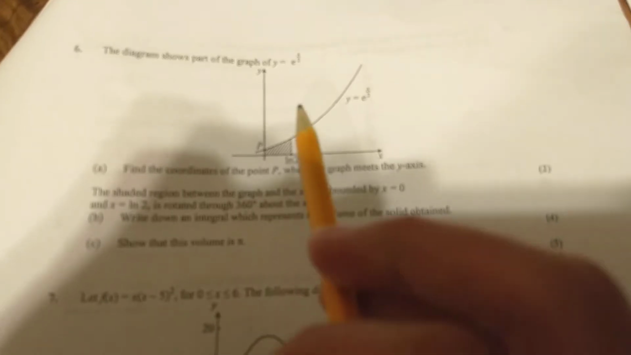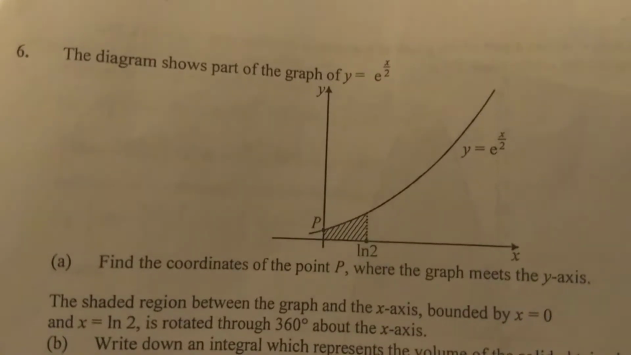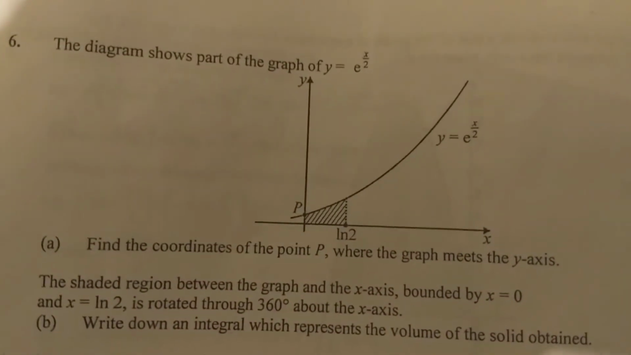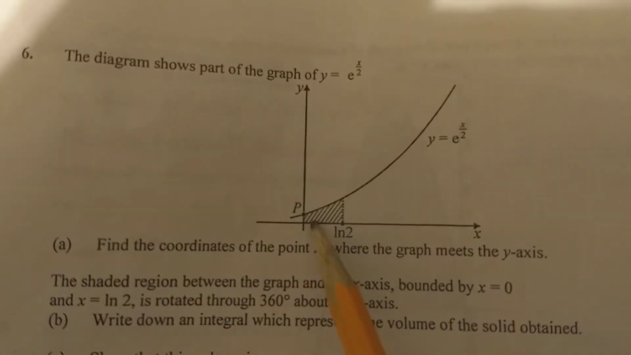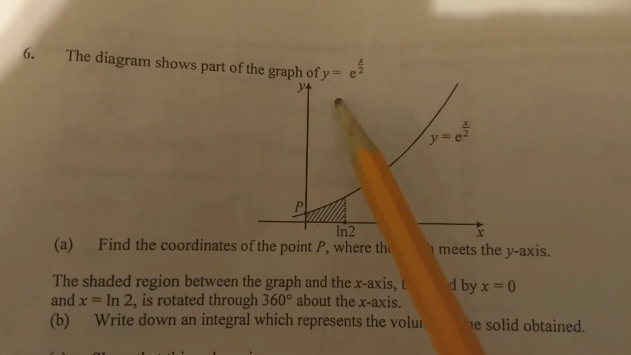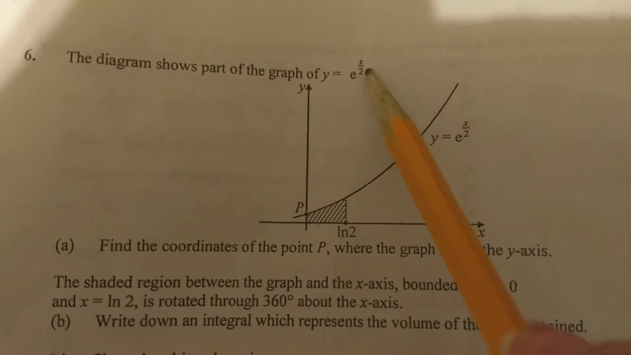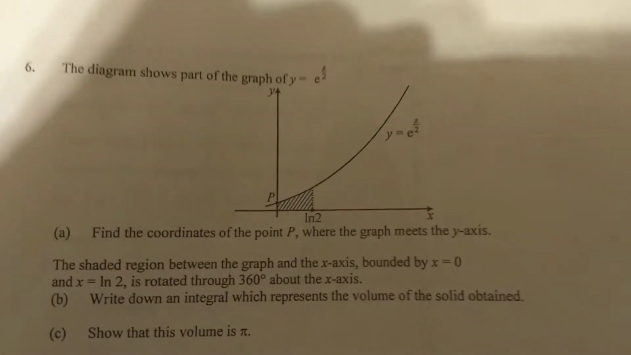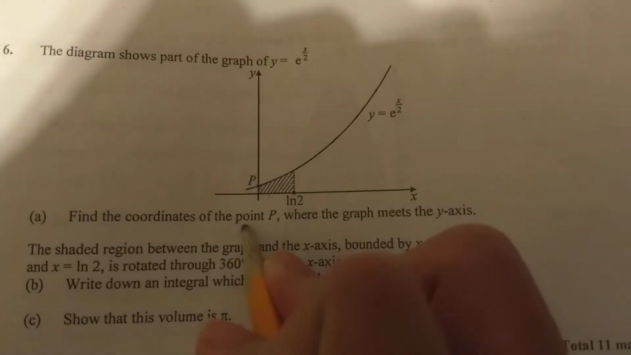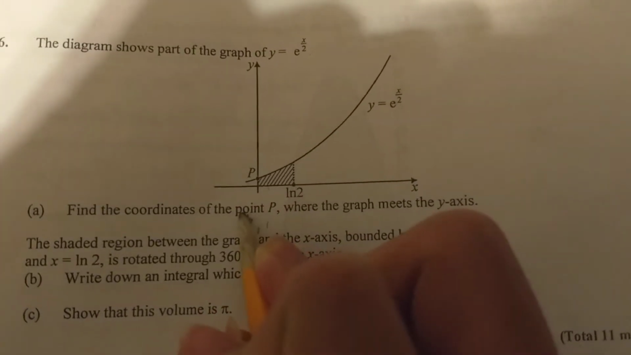Oh goodness, camera please. Let me just hold the camera there so I can focus. We already know y equals e to the power of x over 2, right? Where it meets the y-axis, it only has y. What is y when x equals 0? When x equals 0, then it's e to the power of 0, which is 1. So the coordinates are very simply 0, 1.